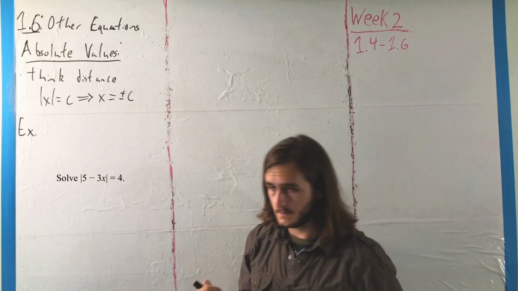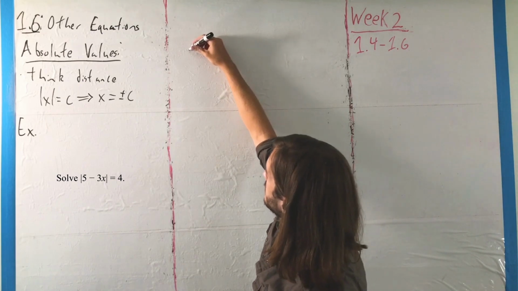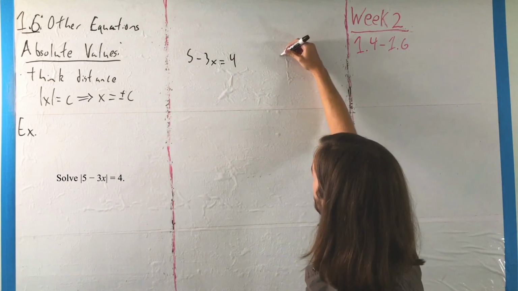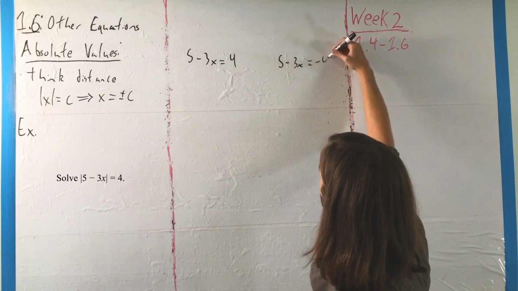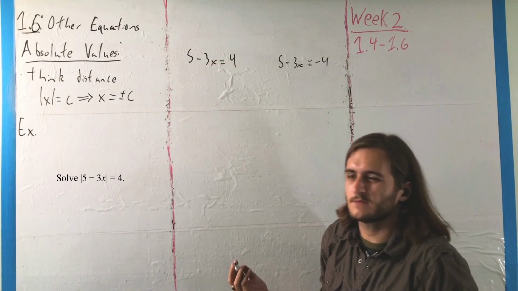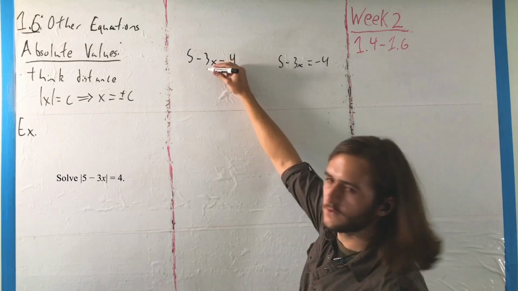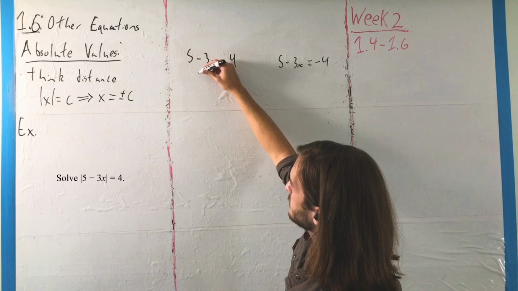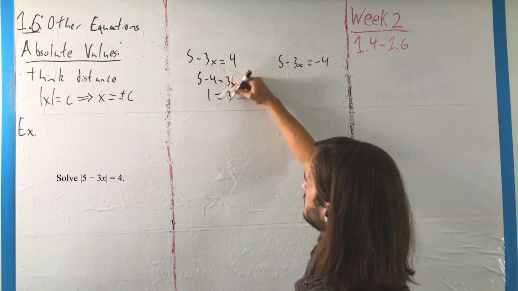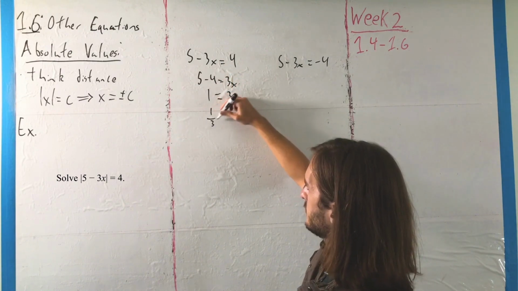For this example, we want to solve the equation the absolute value of the quantity 5 minus 3x equals 4, where this, by definition, means that either 5 minus 3x equals 4 or 5 minus 3x equals negative 4. In the first case, well, it's pretty straightforward. Actually, I'm going to rearrange a little bit just because it makes things cleaner for me. I'm going to subtract the 4 over, add the 3x over, and we will get 5 minus 4 equals 3x, or 1 equals 3x, or if you prefer, x equals 1/3.